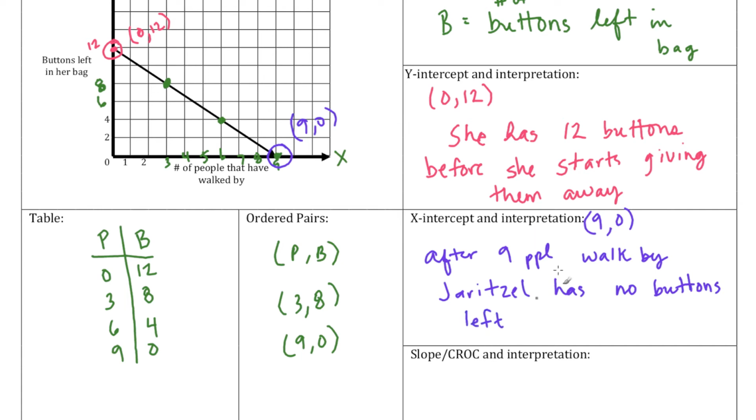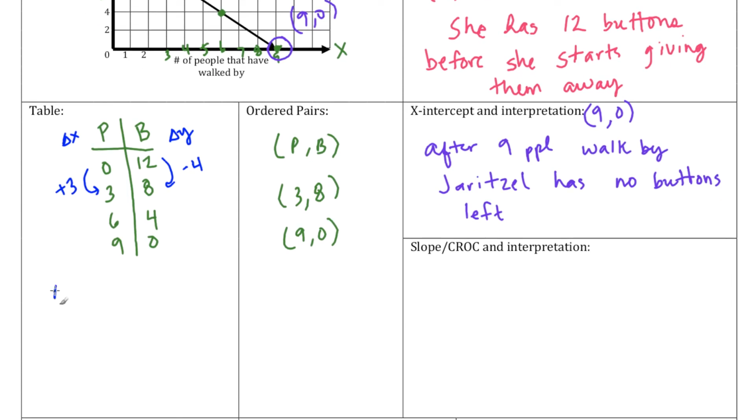All right, cool. So now we got to figure out the slope, the constant rate of change. We can do it one of 2 ways. We can do it from our table, if you prefer. So -4 plus 3, so -4. So put change in B over change in P. So negative over positive is -4 over 3. And I can't reduce that, so that's it.